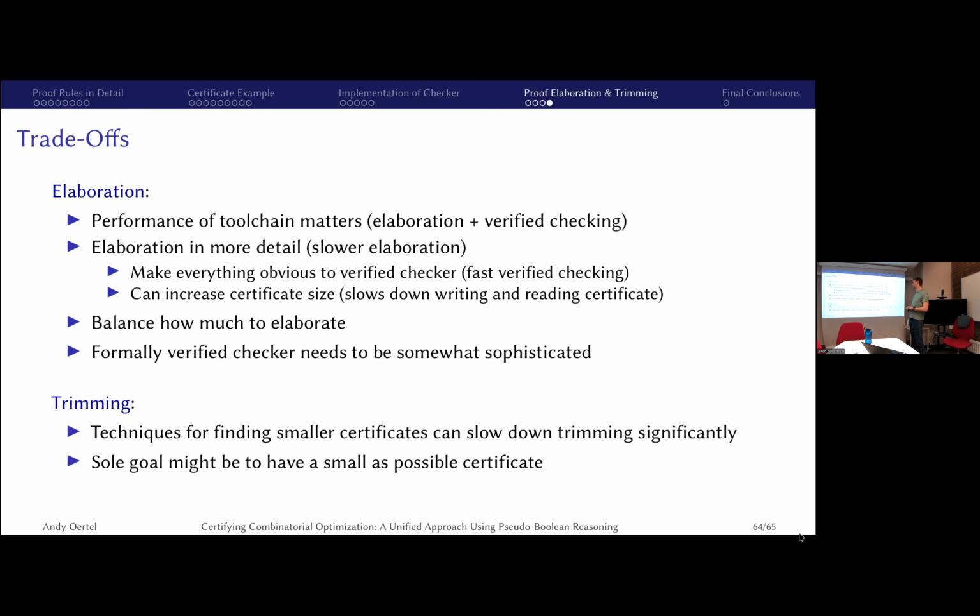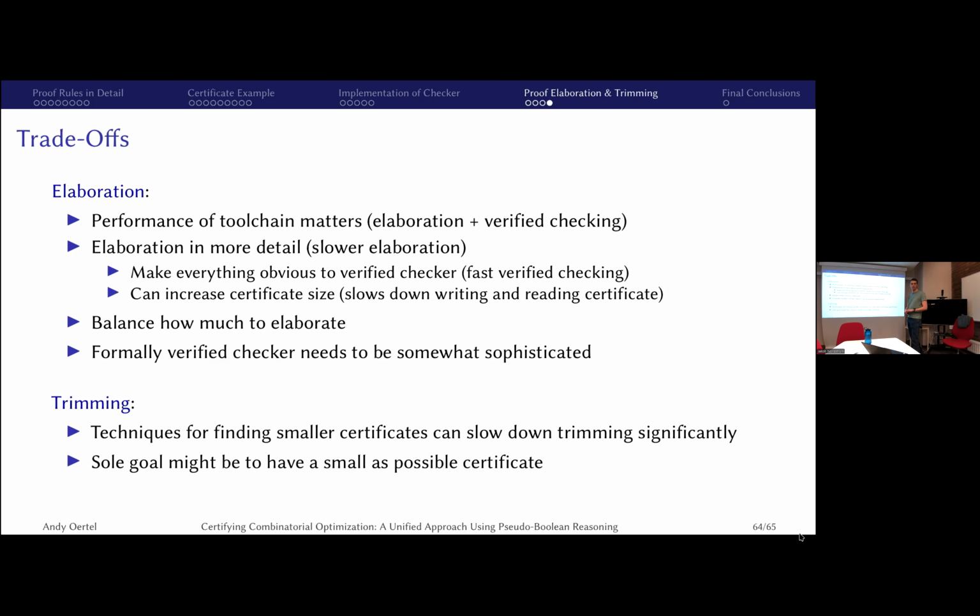And then for trimming, it's similar. Getting to a smaller certificate can take more time than trimming, and it might not pay off that immediately. However, if your sole goal is to have the smallest possible proof, then you might just want to spend a lot of time.